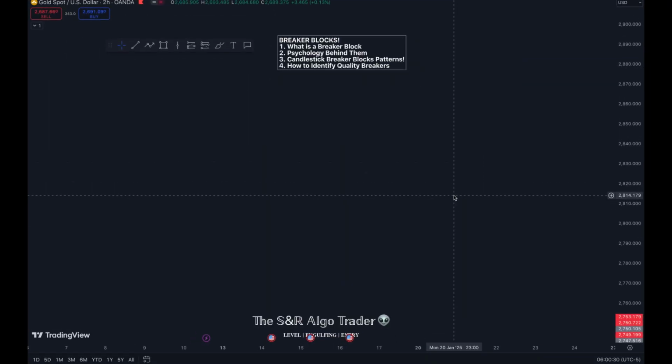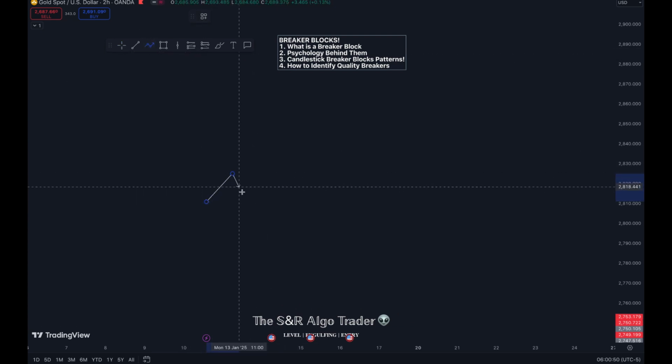Guys, today we'll be talking about breaker blocks. So let's get going. When we say breaker blocks, what does it simply mean? A breaker block is a previously filled block that becomes a key supply or demand level on a price chart. So let me make an illustration to demonstrate what a breaker block is.